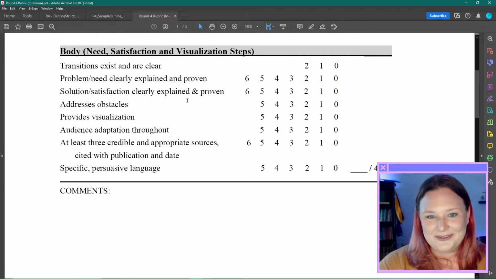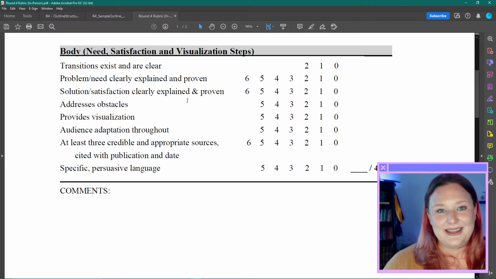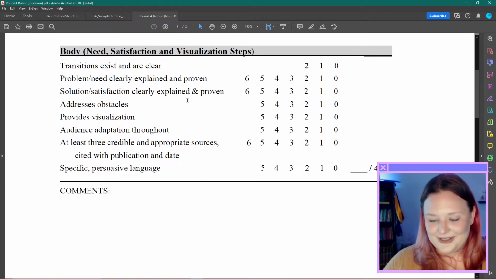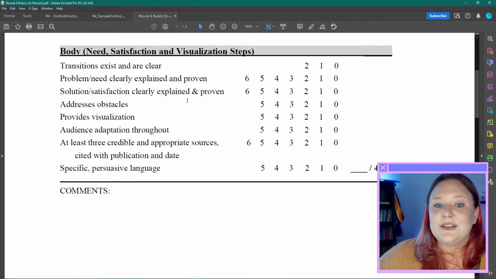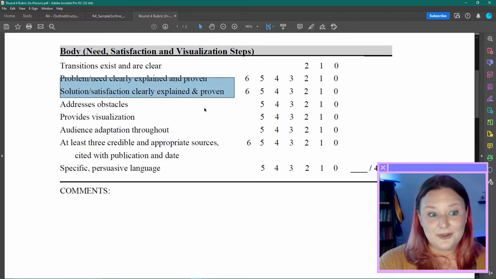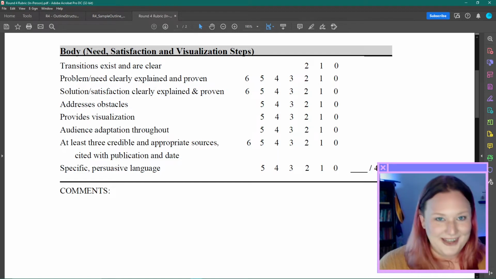Once we move on from that, we get to the body, the bulk of our speech: the need and satisfaction, and also the visualization step. As I go over these two, the problem and the solution, it's going to sound really familiar, kind of what I just talked you through in terms of your outline.